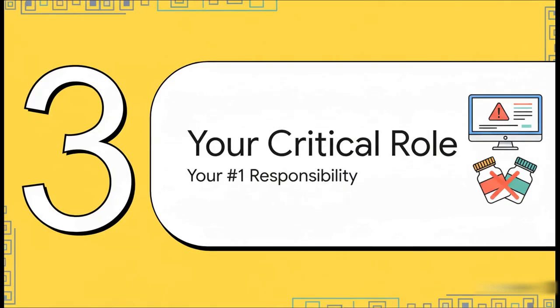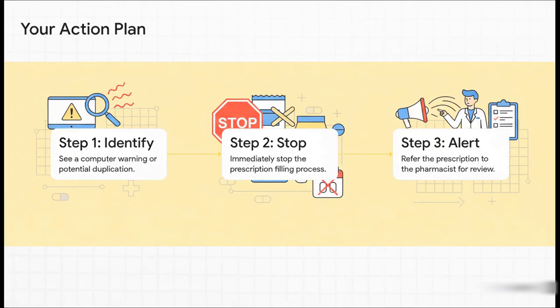Okay, Section 3. This is all about you. So what happens when that alert flashes on your computer screen? What is your number one responsibility? Let me tell you, it's simple and it is 100% non-negotiable. I want you to burn this 3-step action plan into your brain. Step 1, you see the warning. You identify the potential duplication. Step 2, stop immediately.